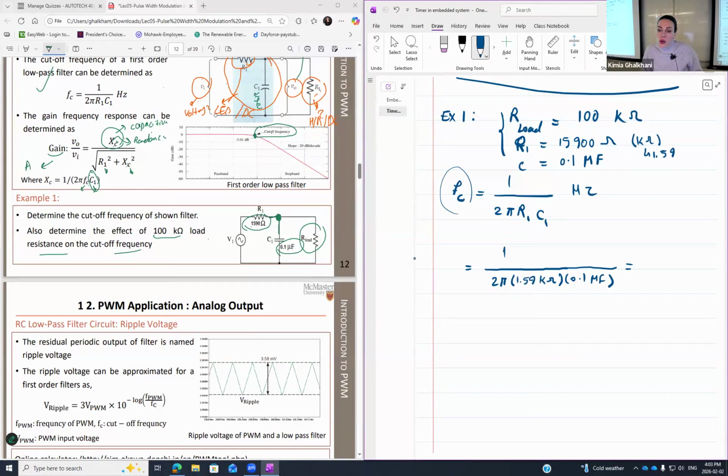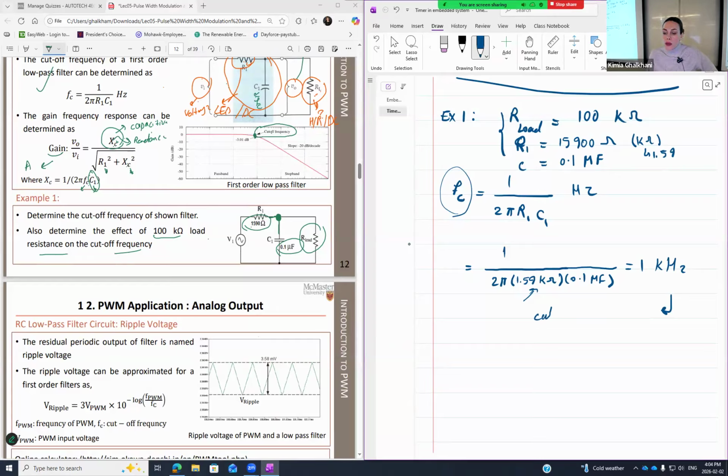And I simply can calculate the frequency of the capacitor. Remember, as I said, either it will be given, or you have to use the actual capacitance in farad, or whatever you have in here, to calculate for the resistor. It becomes almost 1 kilohertz. So without the load resistance, the cutoff frequency is going to be 1 kilohertz.